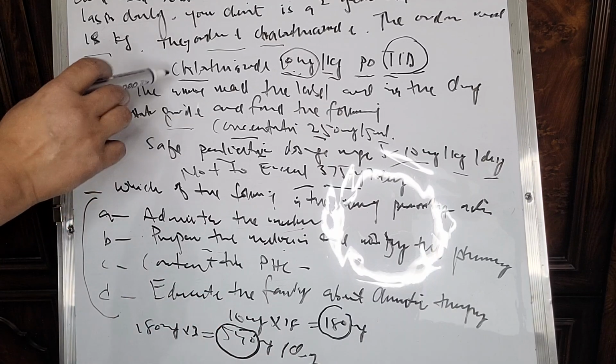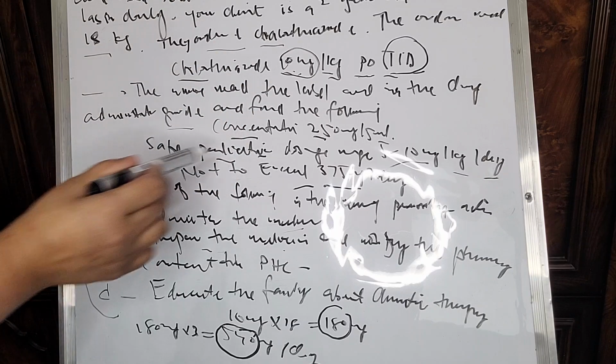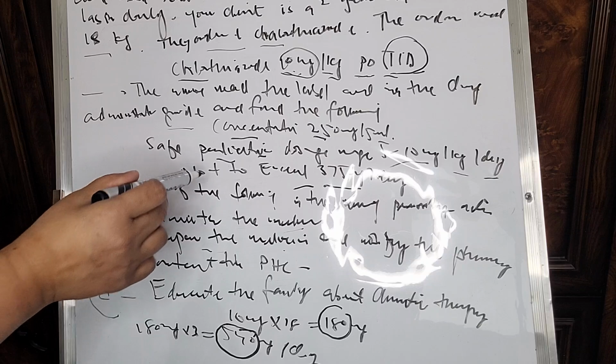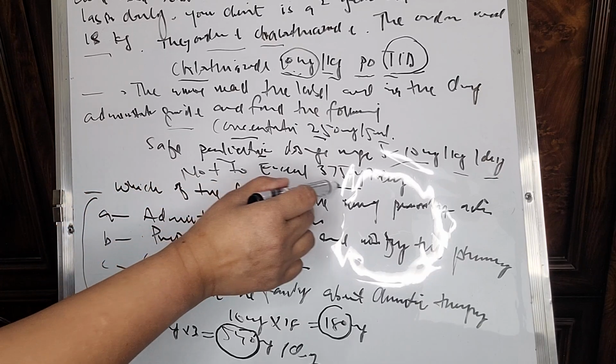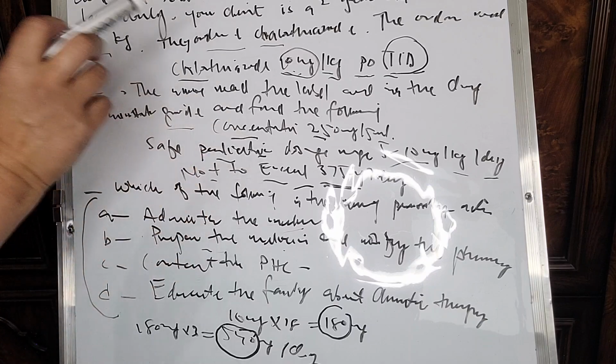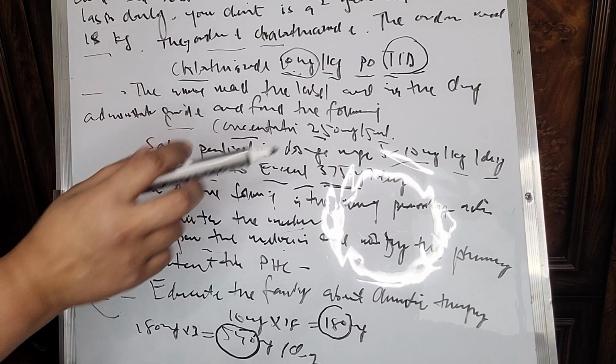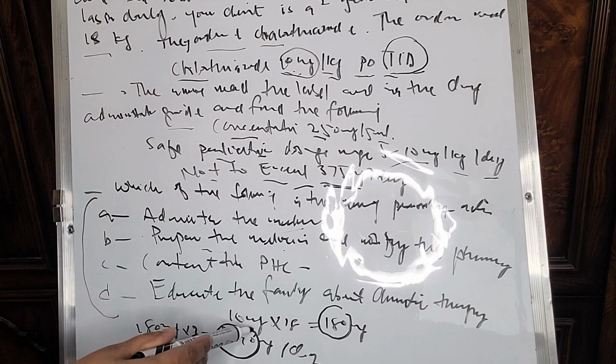On the label of the medication the nurse took from the pharmacy, what is mentioned? Not to exceed 375 milligram per day. It is already mentioned on the medicine not to exceed 375 milligram per day, but the doctor ordered 540 milligram per day. So this is an excess dose. So what will the nurse do? This is not a safe dosage of chlorothiazide to administer to your client.